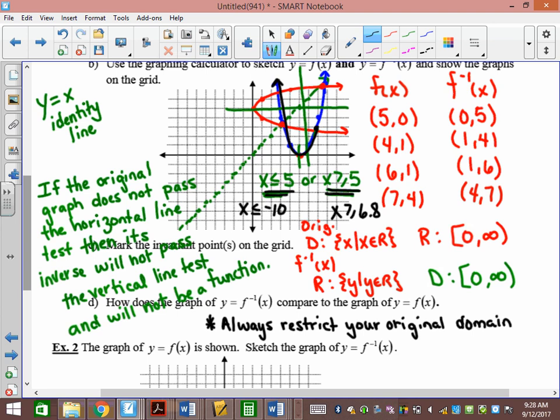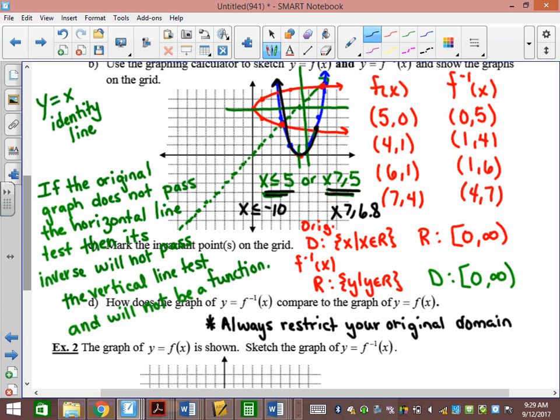Which of the following 4 points would be invariant on an inverse graph? You tell me, stop me when I hit it. 2, 9. 3 and -3. 4 and -3. Or -4 and -4. Which of those 4 would be invariant? The last one would be the only one.